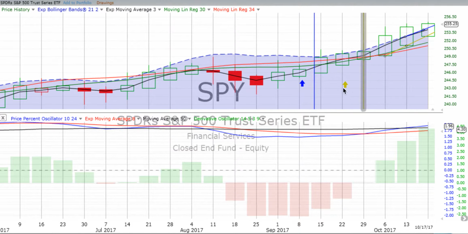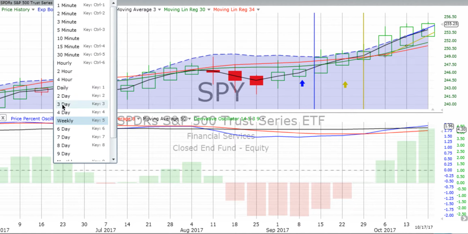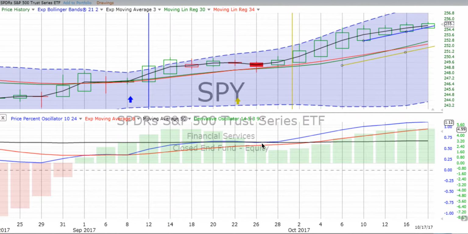So we see that the derivative oscillator continues to gain energy, and that the PPO, which is very similar to the MACD, those of you familiar with that, continues to move up. Let's look at the 2-day chart as we drill in a little deeper.